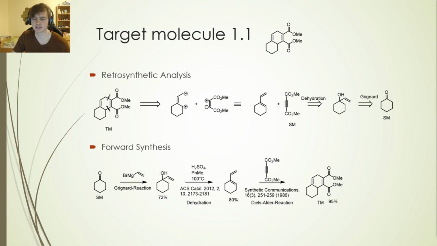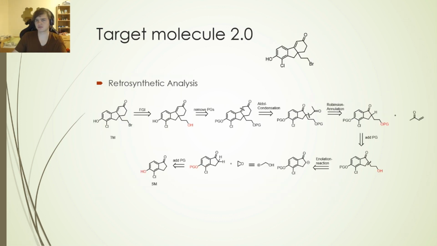And yeah, so much for the first molecule. So here we can see our second molecule, and down here we can see the retrosynthesis for it. The first step is just a functional group interconversion, because we thought we can add this part of the molecule more easily via an epoxide and then change it into a bromide in the last reaction step.